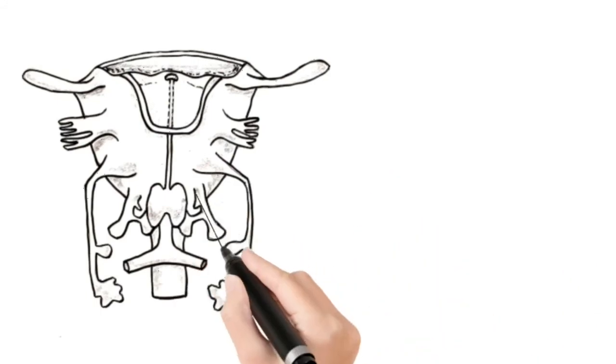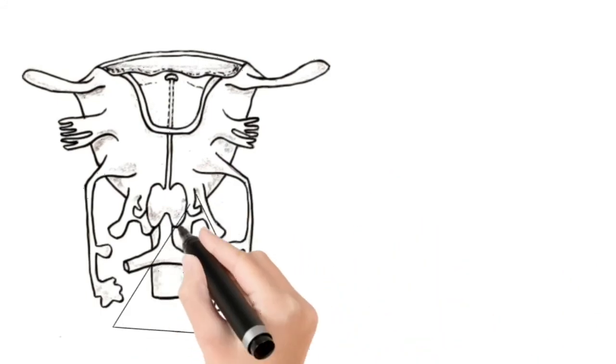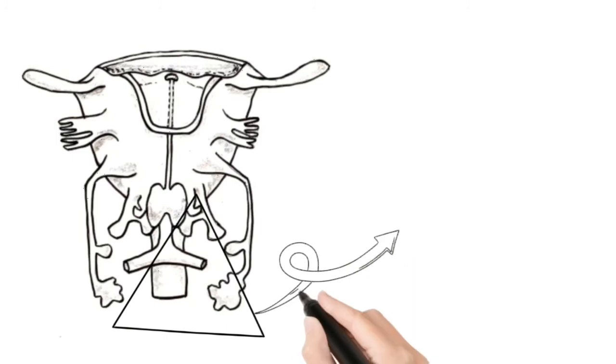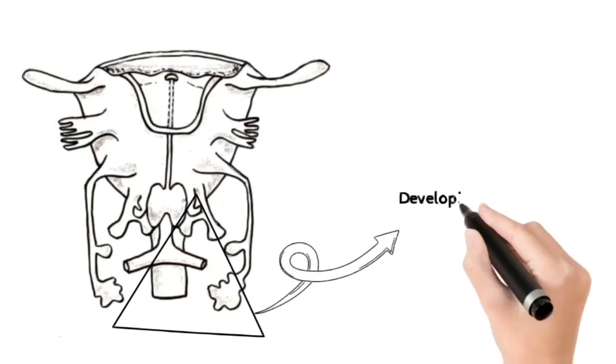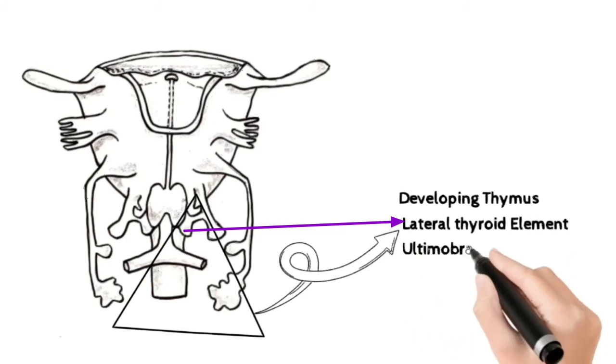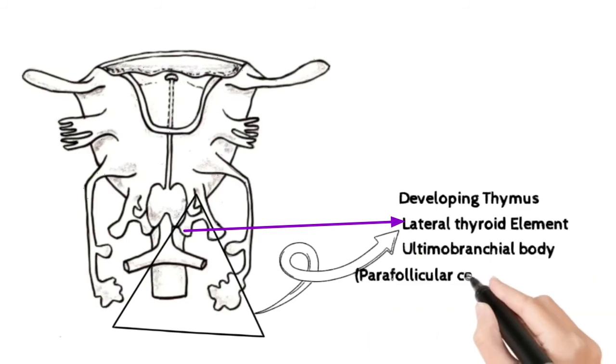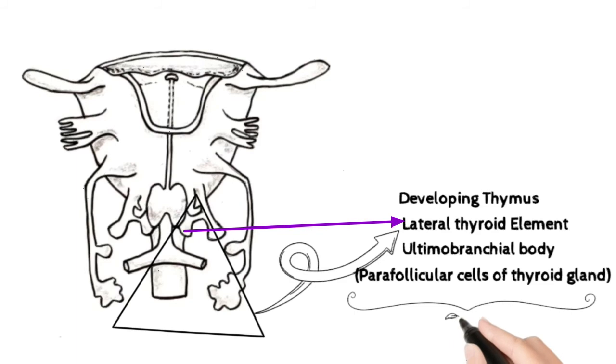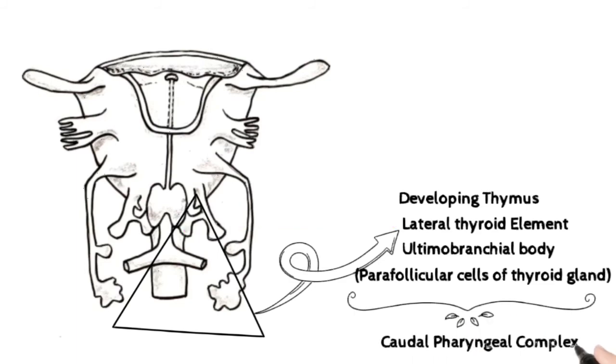The developing thymus, the lateral thyroid element, and the ultimobranchial body are together called the caudal pharyngeal complex. So, the ultimobranchial body forms the parafollicular cells or C cells of the thyroid gland, which produce calcitonin.